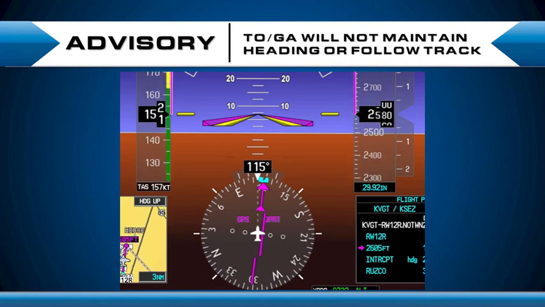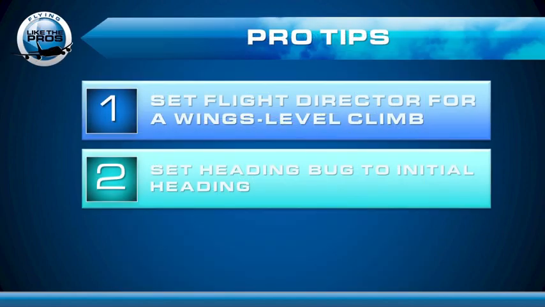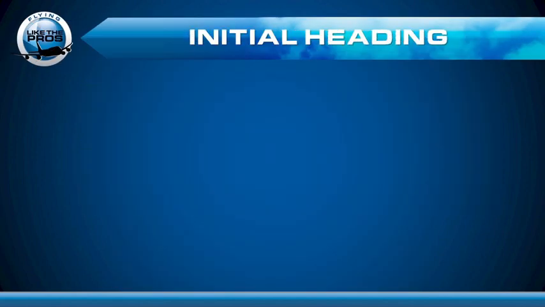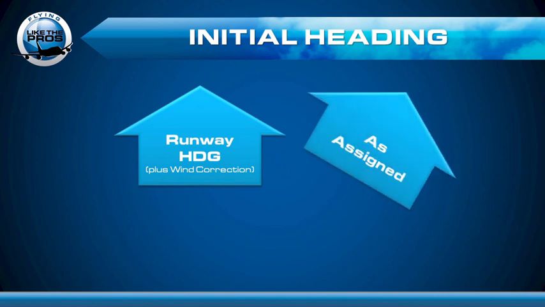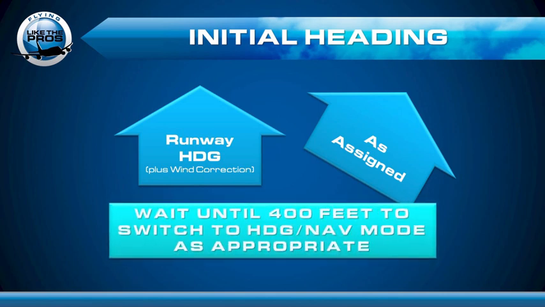That's why we use TOGA as a roll mode only for the first 400 feet, then we switch to heading or nav mode as desired. Pro tip number 2 is set the heading bug to the initial heading, and that's either going to be runway heading plus a wind correction or an assigned heading from ATC. Just remember, unless otherwise instructed, we're not going to turn until 400 feet AGL, and that is where we'll switch the flight director to heading or nav mode as appropriate.